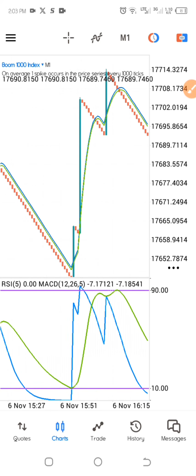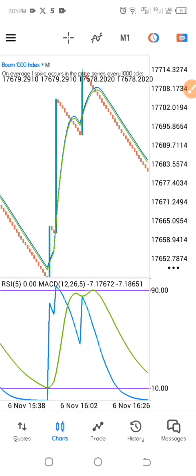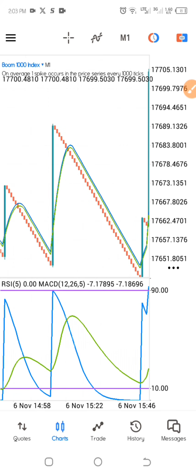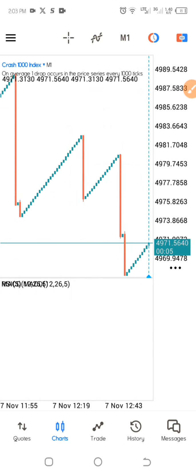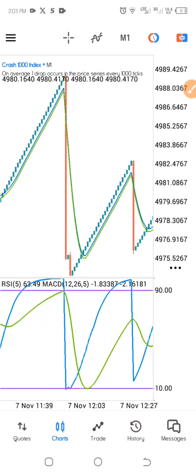Now, for the zoom level, you are using the third zoom level. Okay, so that is the zoom level we are going to be using for this strategy. Okay, so let me go to crash and show you guys another example, which is going to be on crash indices. So this is another trade right here. This is another trade right here.